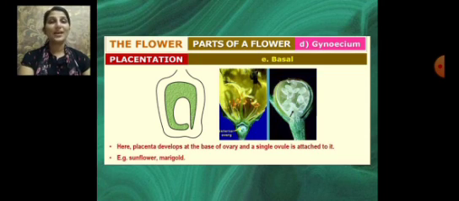So dear children, in this module we learned about the different types of placentation. That is the arrangement of ovules on the placenta inside the ovary. And there are different types of placentation. They are the marginal, axial, free central, parietal and basal placentation.